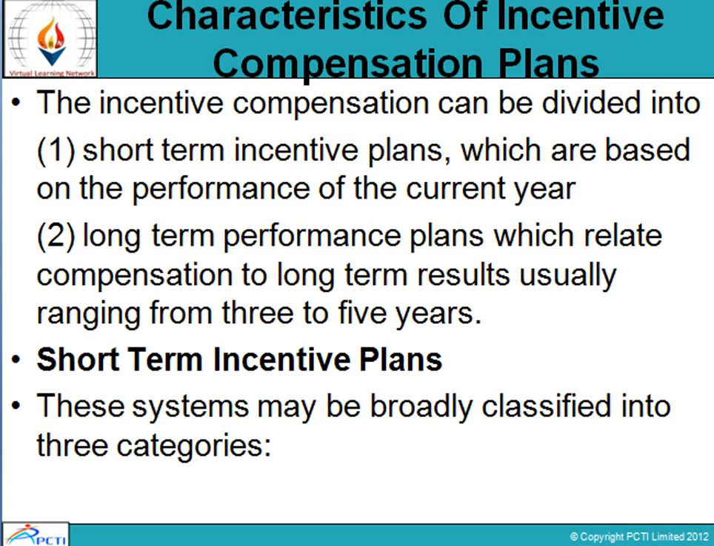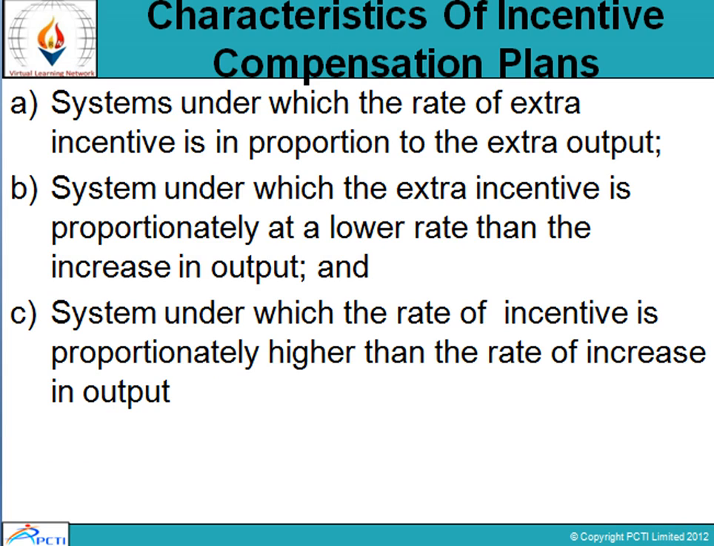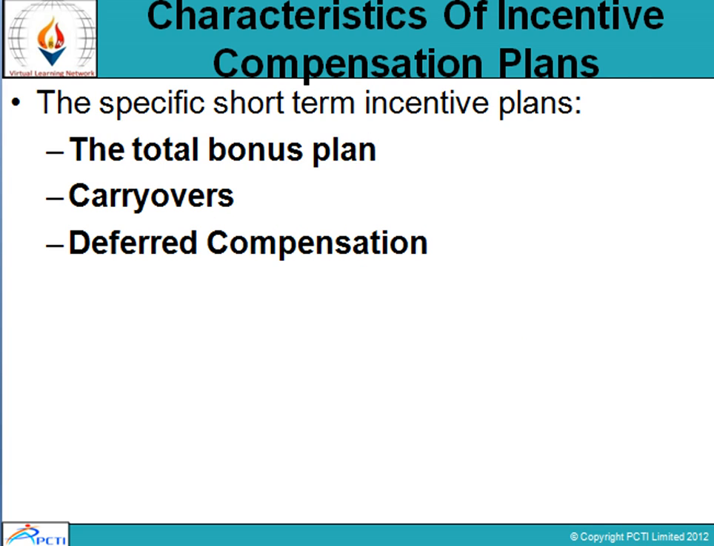When we talk about short-term incentive plans, they could be broadly classified into three categories. The three categories are systems under which the rate of extra incentive is proportionately at a lower rate than the increase in output. And there are systems under which the rate of extra incentive is in proportion to extra output. And thirdly, there are systems under which the rate of incentive is proportionately higher than the rate of increase in output.